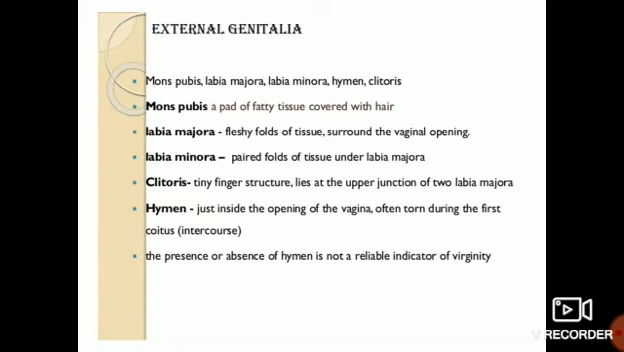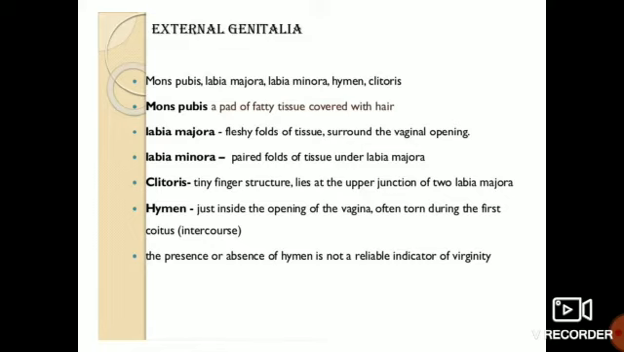Let us move on to the next slide. Mons pubis, labia majora, labia minora, hymen, clitoris. These are the external genitalia. We have just discussed the internal organs; now we are talking about the external ones. The labia majora is a lip-like structure at the outer portion of the reproductive system. So the external genitalia are mons pubis, labia majora, labia minora, hymen, and clitoris.